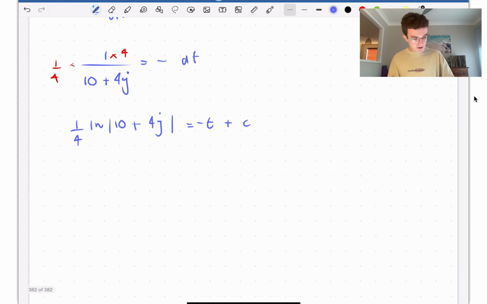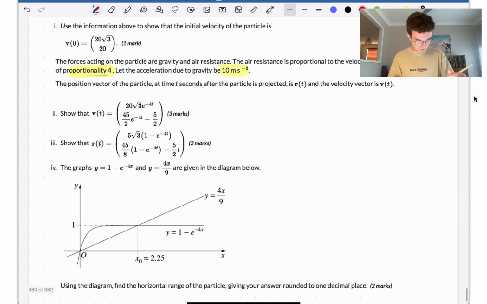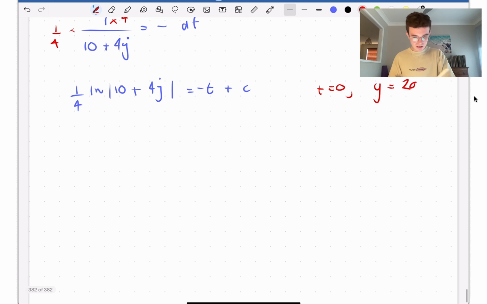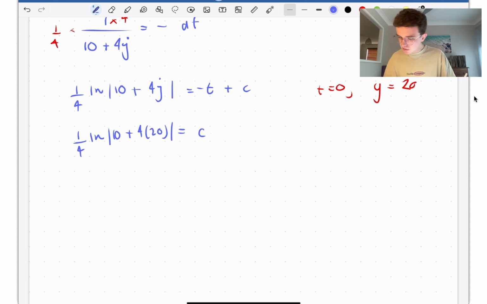Okay, let's have a go at using our initial conditions. So we know that when time is 0, y dot, I think we said, was 20. Let me just go and remind myself. Y dot was, let's see, 20. So substitute that in. 1 on 4 ln of 10 plus 4 times 20 equals, t is 0, so that's c. Now 10 plus 80 is 90, so this is 1 on 4 ln 90 is equal to c.